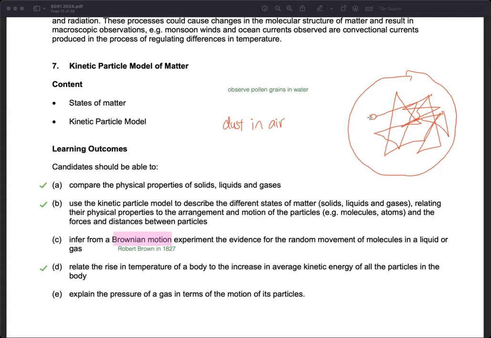So what actually is happening? Let me redraw. So this guy maybe moves here, then here, here, here. It is very random. So what's happening here? This pollen grain is moving from here to here. Then it starts to change direction. So why does it change direction? Because it hit something. So what is the thing that it hit?